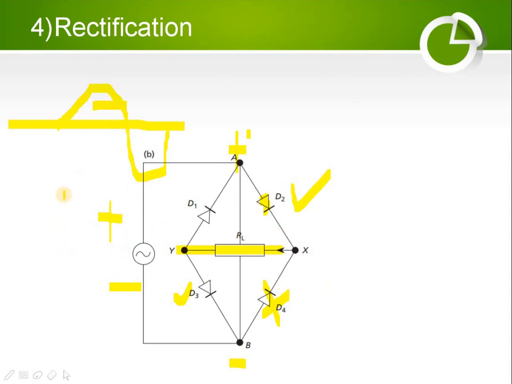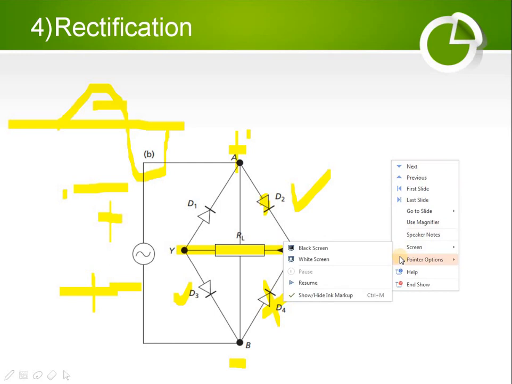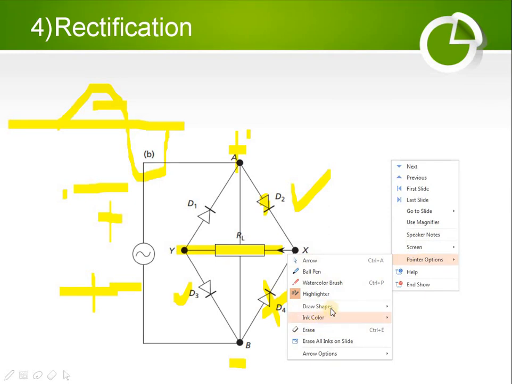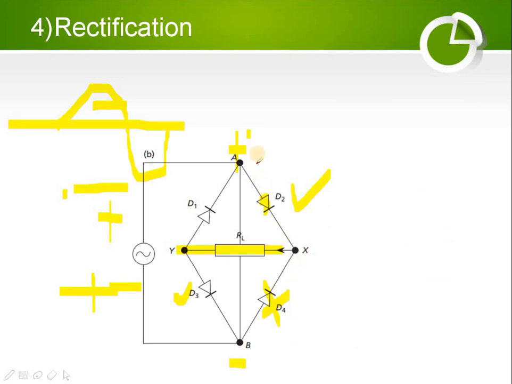When the polarities are reversed, this is negative and this is positive. Now what happens if I want to change the color here? Maybe there is an available color? Where are the colors? I don't know. Okay, the ballpoint is selected. I don't know about the selection of colors. Okay, now this is negative and this is maybe positive.